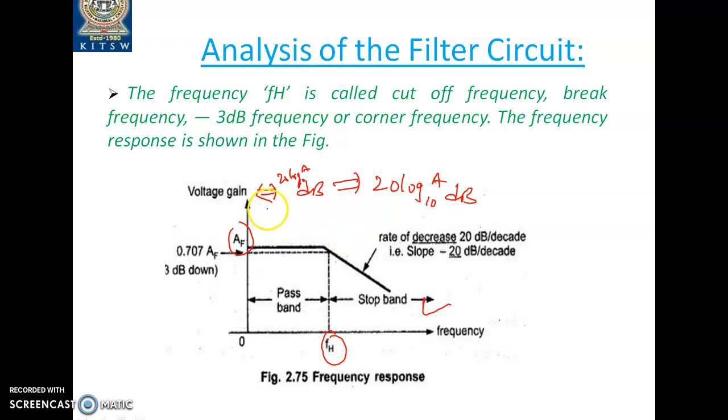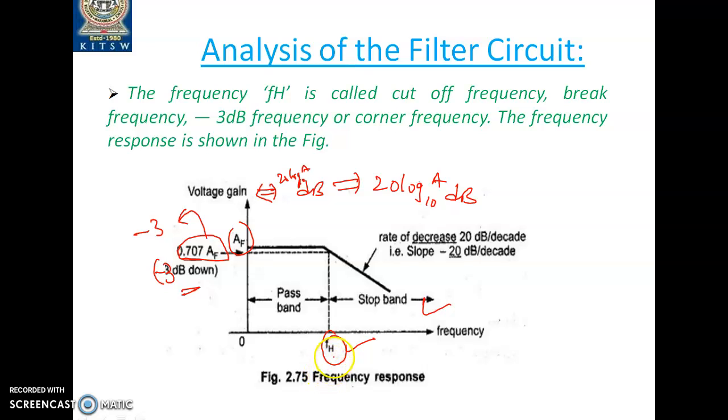Okay, so after converting the linear value into dB, we can easily find out what is happening in this region. This is 0.707 AF. In terms of dB, it will be minus 3 dB down. So this is minus 3 dB down. That is the reason we call FH the higher cutoff frequency or 3 dB down frequency. Okay, so if you project this point onto the x-axis, that frequency is the higher cutoff frequency.